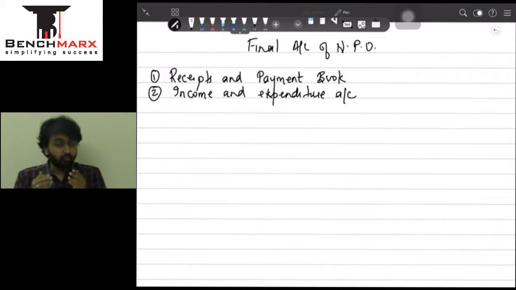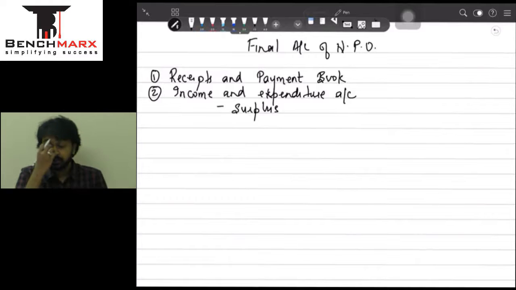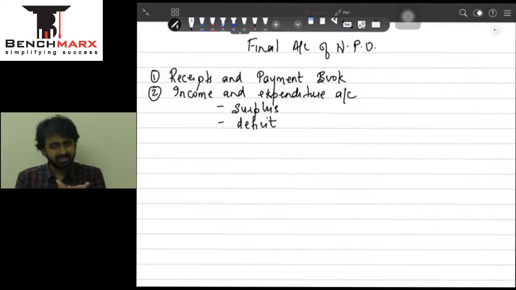And then, whatever profits you normally used to find for a trader, you will now find in the income and expenditure account. The name given to profits is not profits, but surplus. So an income and expenditure account will either give a surplus, which obviously happens when the income exceeds the expenses, or it may also have a deficit when the expenditure exceeds the income. Surplus is the profit and deficit is the loss, but we don't name it profit and loss because the main objective of such organizations is not profit. So we have just given different types of names.